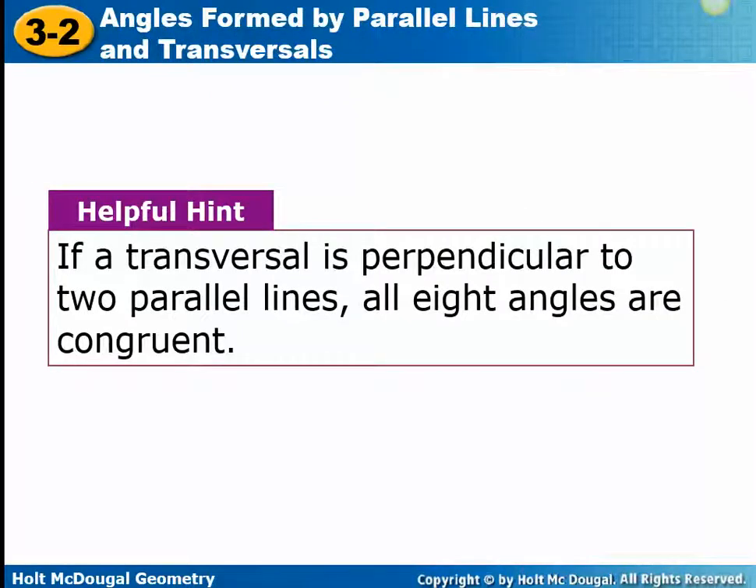So if a transversal is perpendicular to two parallel lines, all 8 angles are congruent. Parallel lines are shown with that little arrow on them. Perpendicular lines are shown with a little right angle mark. In this case, all of the angles would be congruent, and they'd all be 90 degrees.